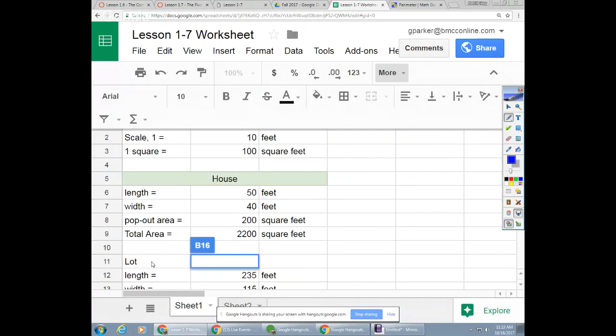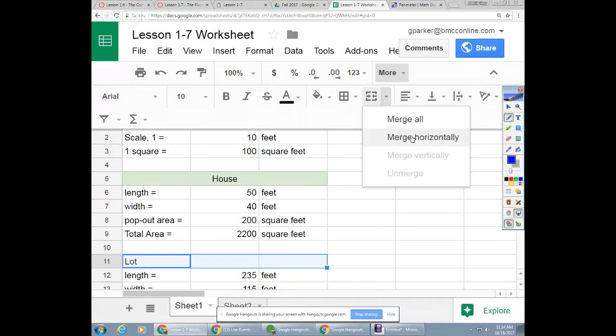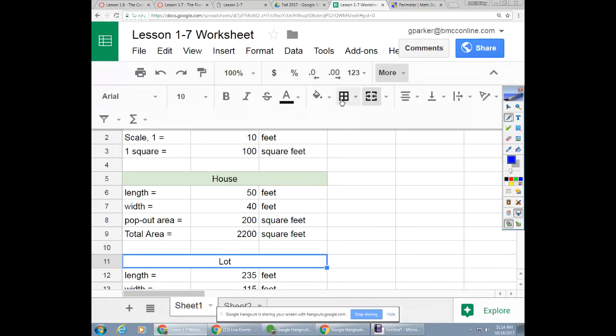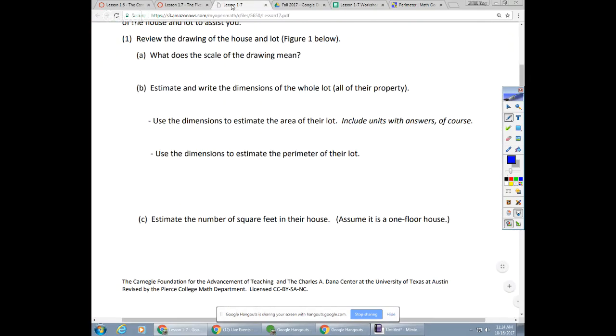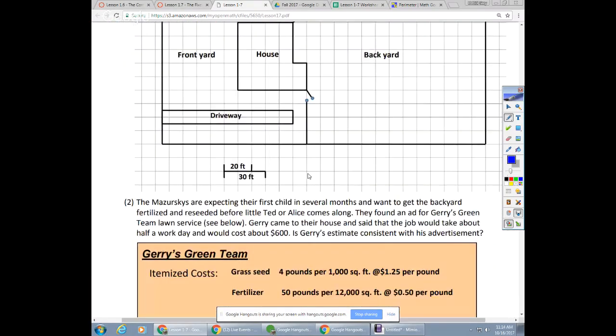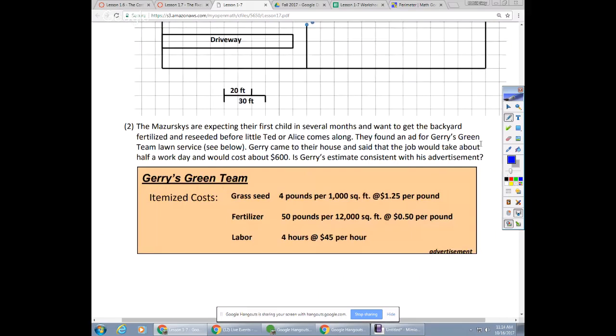All right, let's pretty that up and move on to the next part. Next part, we're just going to explore the backyard. So merge those cells, center them, and make them a little prettier. So for the backyard, they want to reseed the backyard.